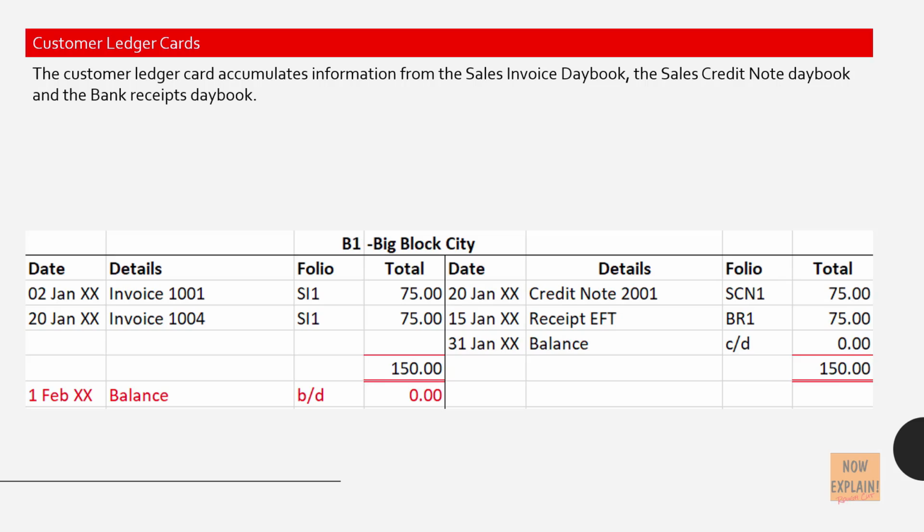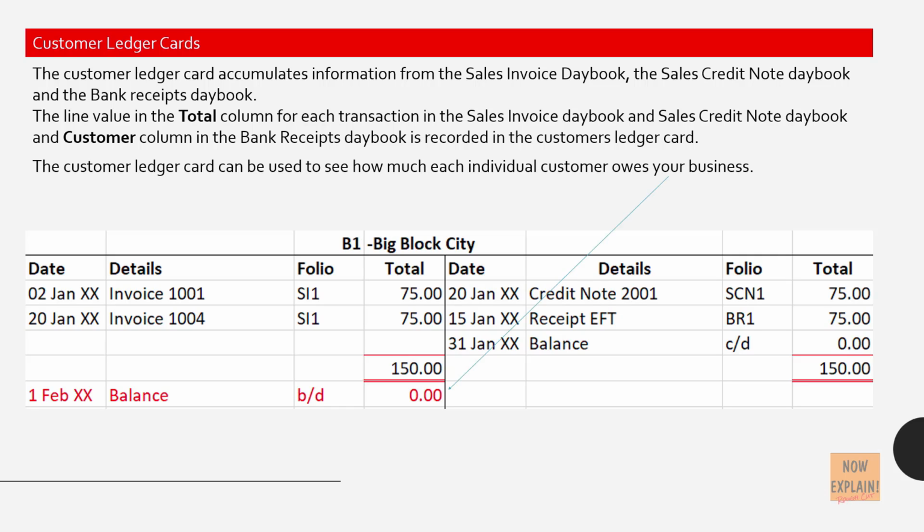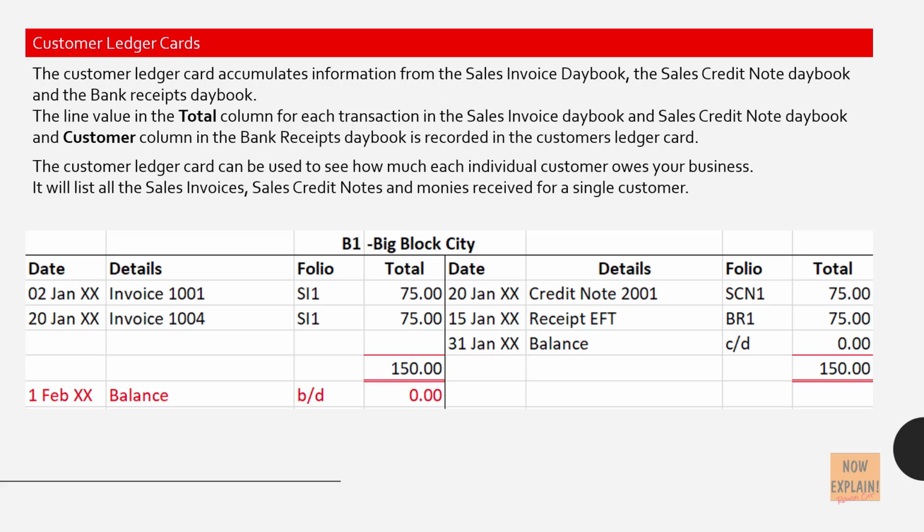The customer ledger card accumulates information from the sales invoice daybook, the sales credit note daybook, and the bank receipts daybook. The line value in the total column for each transaction in the sales invoice daybook and sales credit note daybook, and the customer column in the bank receipts daybook, is recorded in the customer's ledger card. The customer ledger card can be used to see how much each individual customer owes your business. It will list all the sales invoices, sales credit notes, and monies received from a single customer. There is one ledger card per customer.